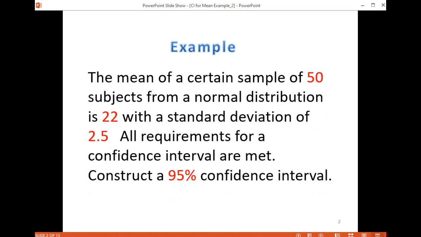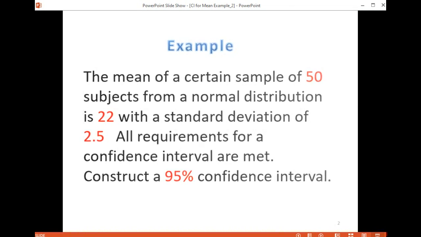The example says the mean of a certain sample of 50 subjects from a normal distribution is 22, with a standard deviation of 2.5. All requirements for a confidence interval are met. Construct a 95% confidence interval. Now, the requirements are met is just so that we don't get bogged down talking about the requirements. We just want to find out how to mathematically compute the confidence interval.